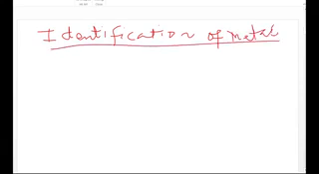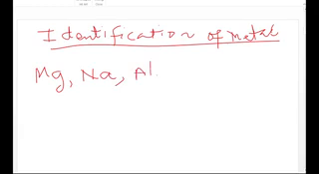Can you give me any example of metals that you are familiar with? Anybody? Magnesium. Thank you. Mg. Any other one? There are so many. Sodium. Sodium is Na. What else? Aluminium. The symbol is Al. Yeah. What else?